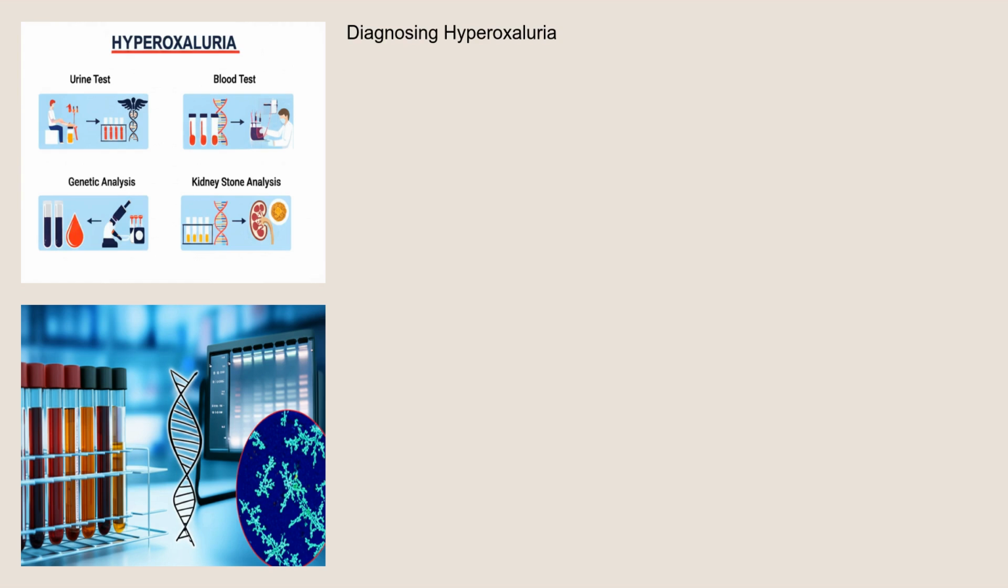Diagnosing hyperoxaluria involves a combination of methods. Urine tests are crucial to measure oxalate levels. Blood tests help assess kidney function and identify any underlying metabolic disorders. Genetic testing can confirm primary hyperoxaluria by identifying specific gene mutations. Kidney stone analysis determines the composition of stones, usually calcium oxalate. In some cases, a kidney biopsy may be necessary to examine tissue for oxalate crystal deposits.